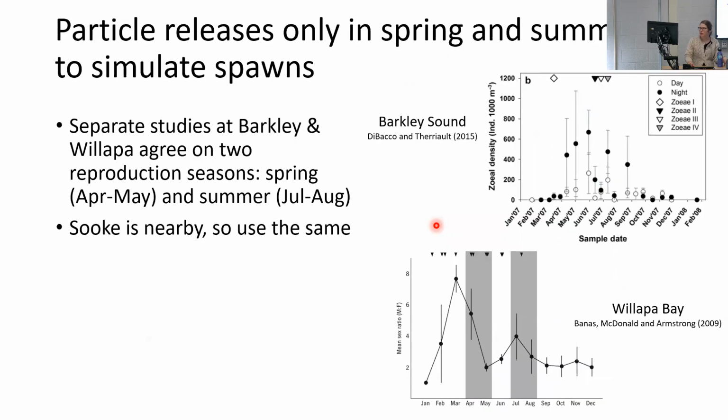So we released particles during the spring and summer months because that's when the green crabs spawn. There was data from Barkley Sound and Willapa Bay that kind of agreed. This was like zoeal density, and these are different methods, but they showed that both in Willapa Bay and Barkley Sound, April and May tended to be spawn months, and then again in late July, August. And we ended up using the same dates for everything, even though they vary a little bit.